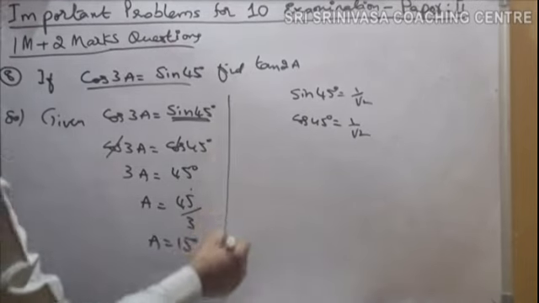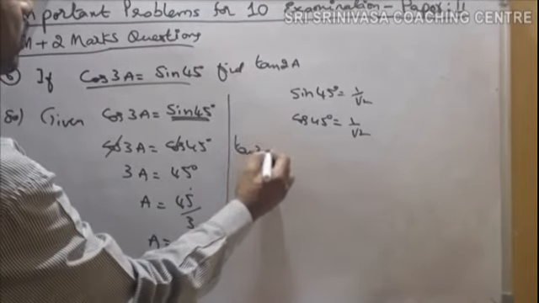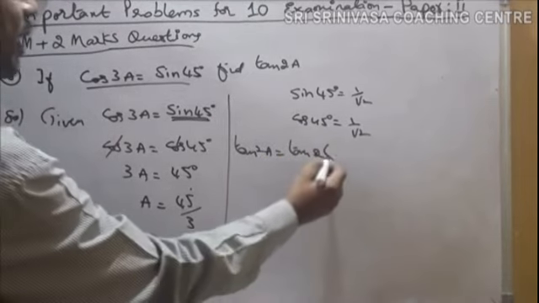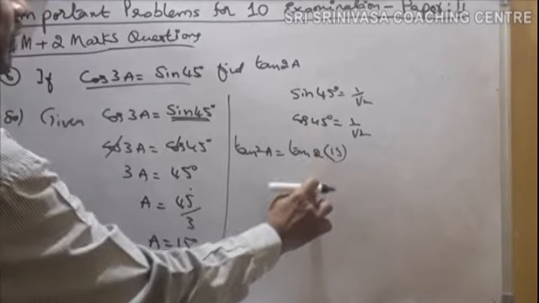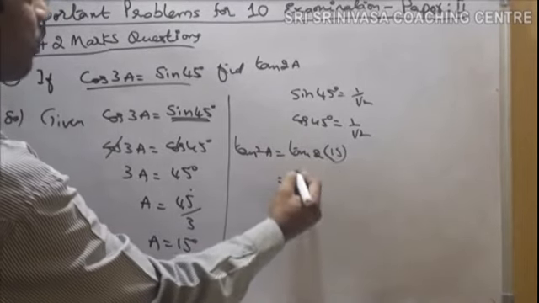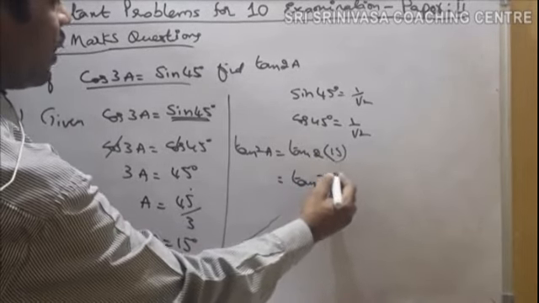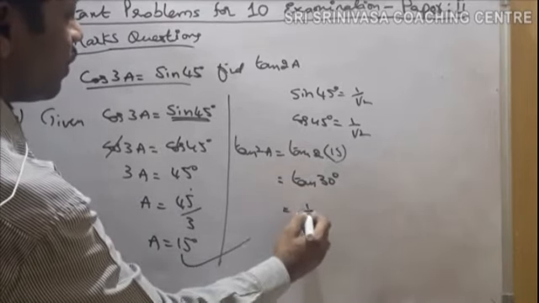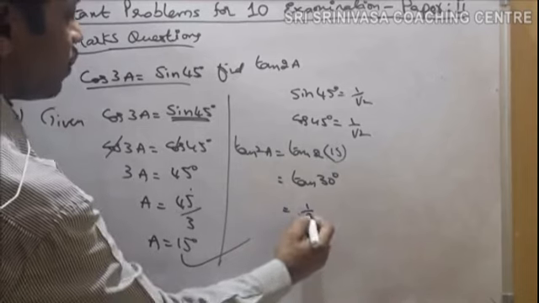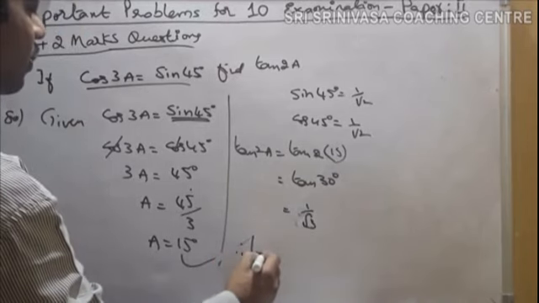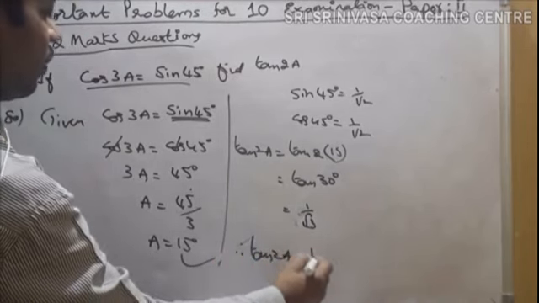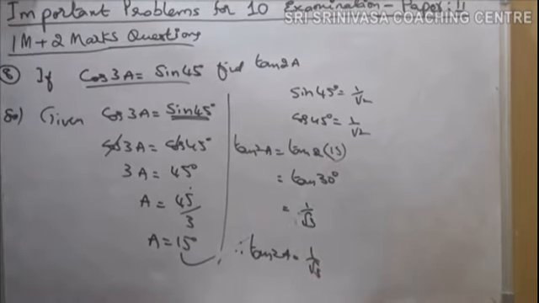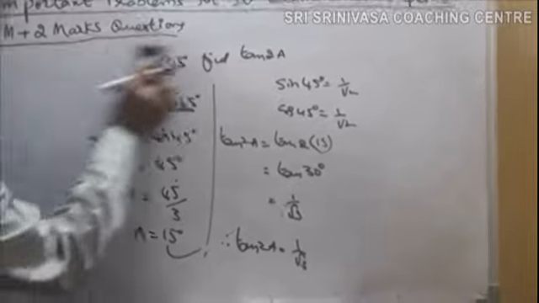My requirement is tan 2a. Tan 2a equal to tan 2 into the value of a, which is 15. Let me put 15 in the place of a. That gives you tan 30. Tan 30 is 1 by root 3. So therefore tan 2a equal to 1 by root 3. Now let us go for the next question.